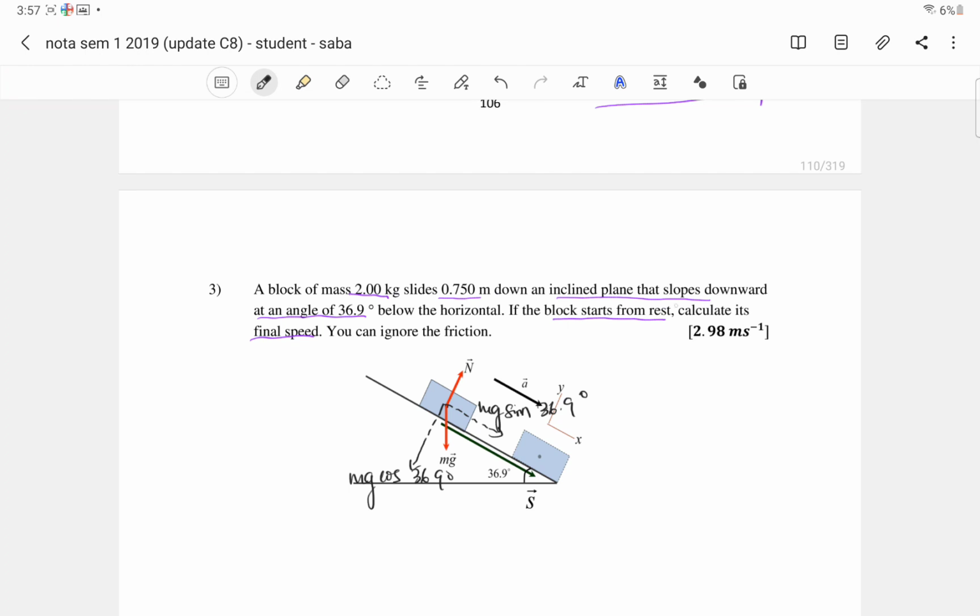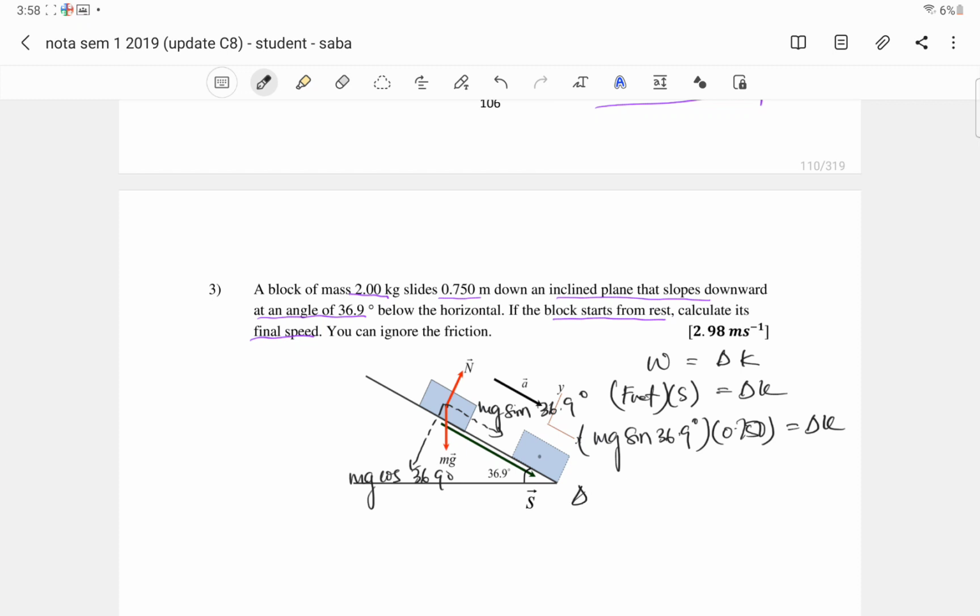Right, so we use the work energy theorem where W is equal to delta K. W is F net dot S equal to delta K. So our F net, the only force, is mg sin theta, to move the object downward. So mg sin 36.9 degrees, S is 0.750, equal to delta K. Okay, so we calculate.